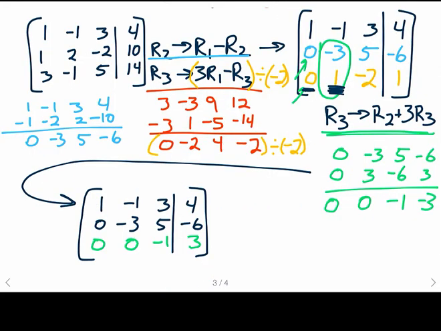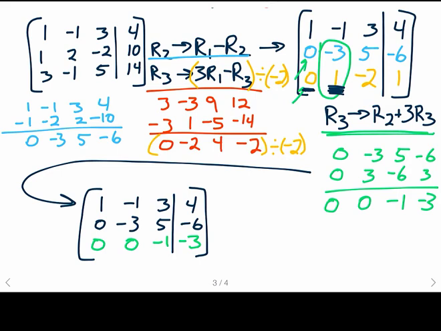Okay, so now I end up with my new augmented matrix. 1, negative 1, 3, 4, 0, negative 3, 5, negative 6, and 0, 0, negative 1, negative 3. I could multiply that bottom row by a negative 1, but right now having the negative works to my advantage. But know that you can do that.